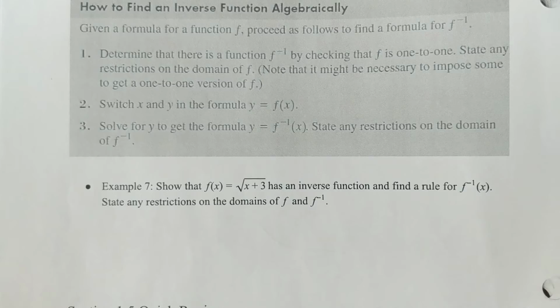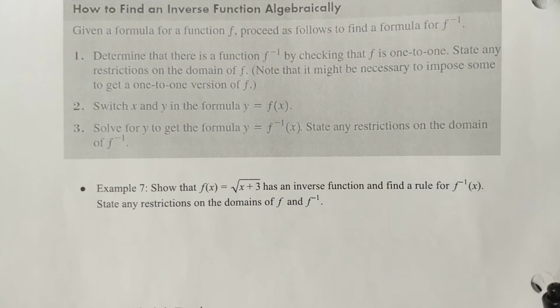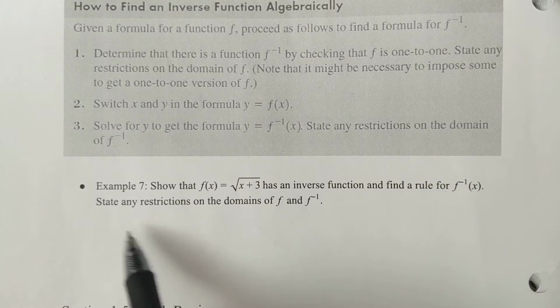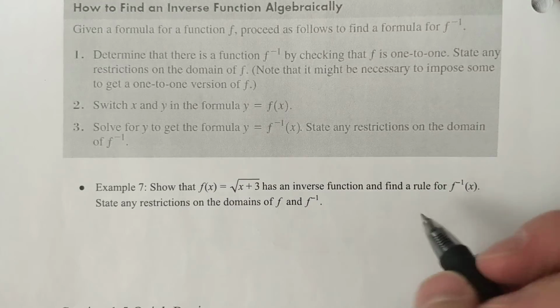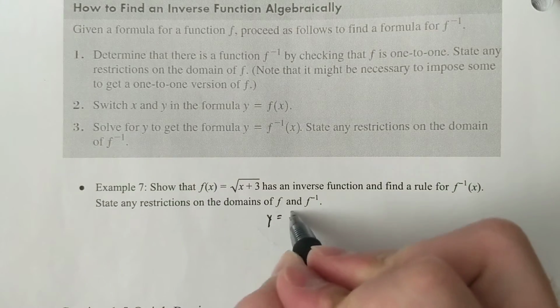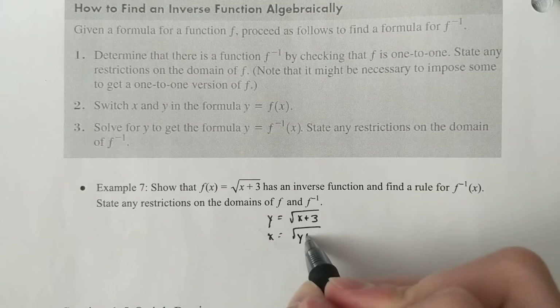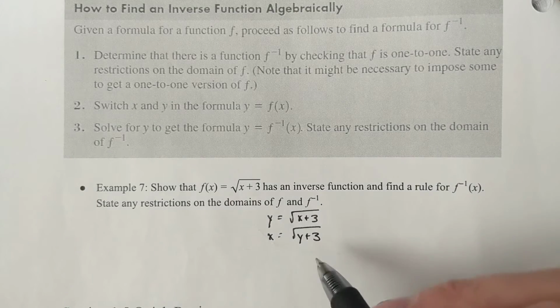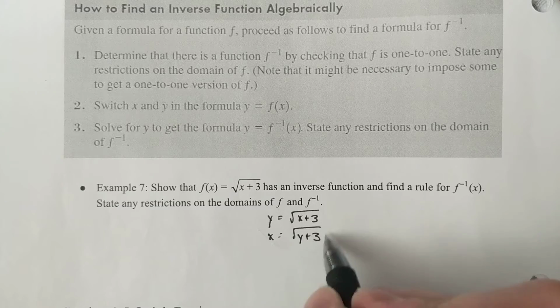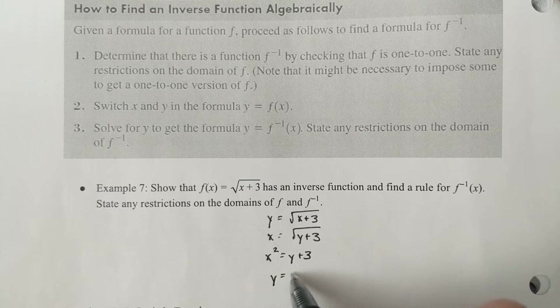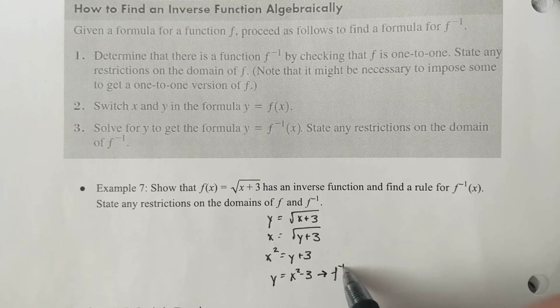And the last one here: show that f of x equal to this has an inverse function, and find the rule for that. State any domain restrictions of f and f inverse. So first step, replace f of x with y. Second step, trade the variables. Third step, solve for y. So square both sides. x squared equals y plus 3. y equals x squared minus 3. So the inverse is equal to x squared minus 3.